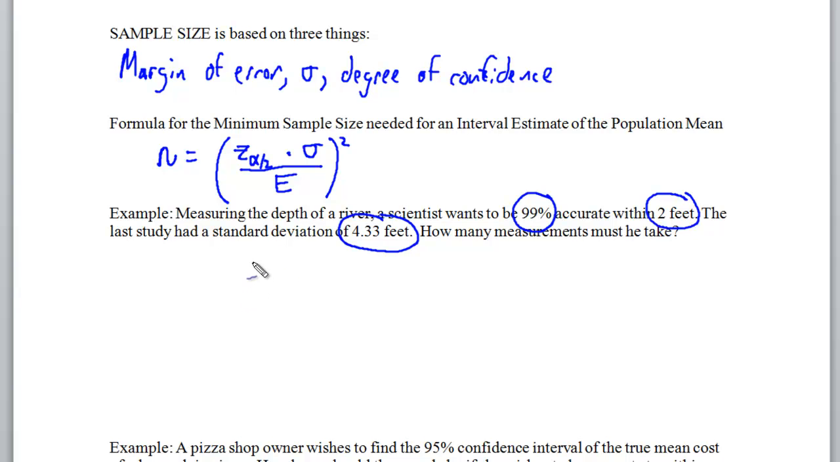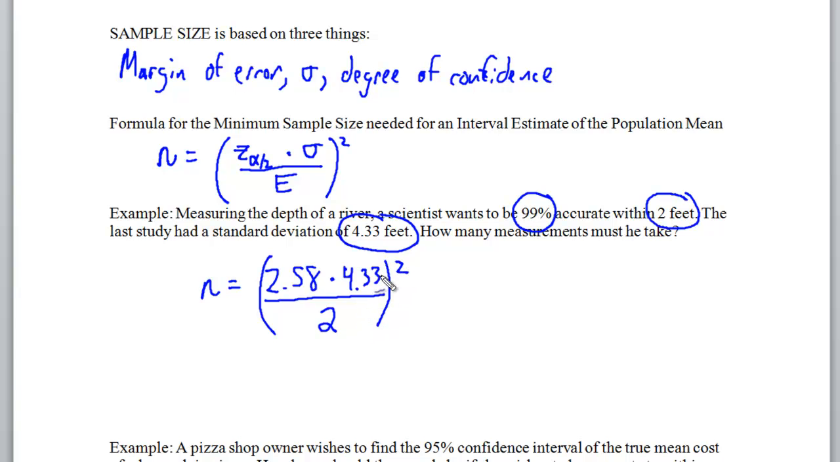So here we go. To find n, we're going to use our z value from 99%, which we've seen is 2.58. Again, you can look on the chart at 0.995 to find that. And we're going to multiply that by our standard deviation, which is 4.33. And then divide that by our margin of error, which is 2. Now, the whole thing has to be squared.